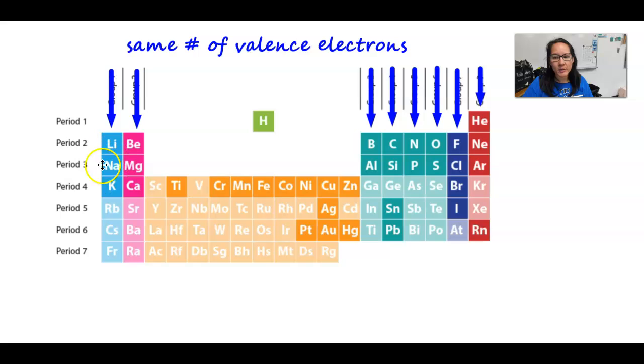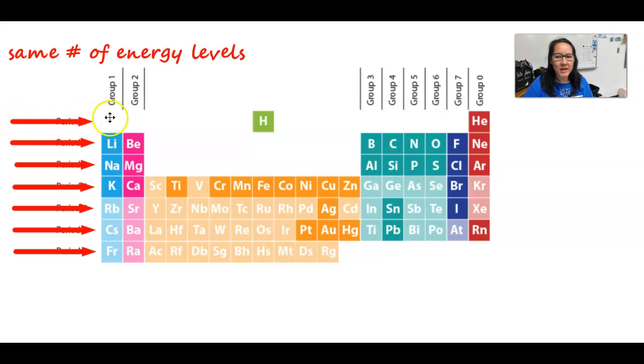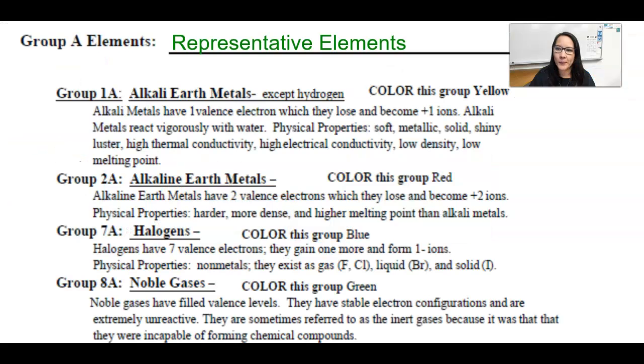Groups on the periodic table are going to have the same number of valence electrons. So every element in this group has the same number of valence electrons as the other elements in this group. If you have periods, they have the same number of energy levels. So period 1 elements have 1 energy level, period 2 elements have 2 energy levels, and so forth.